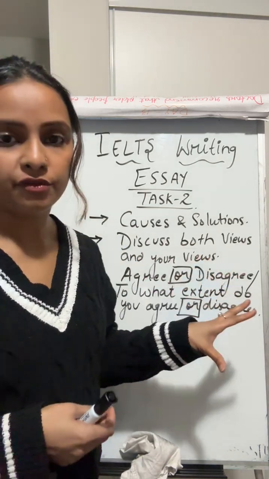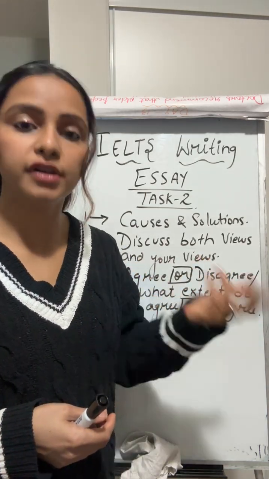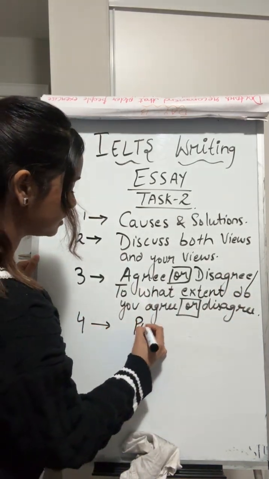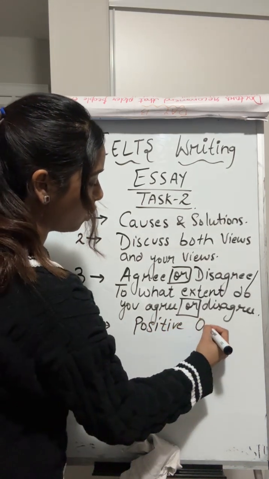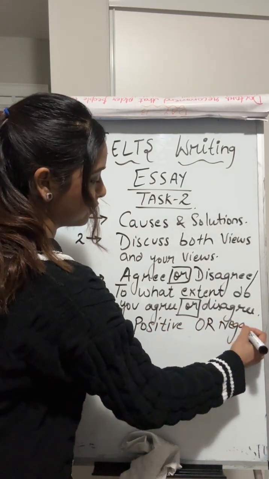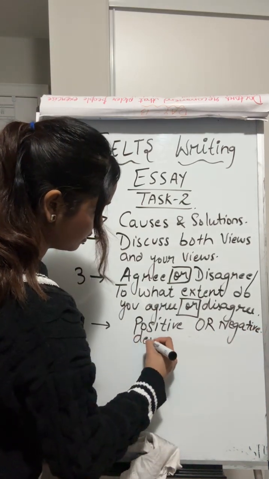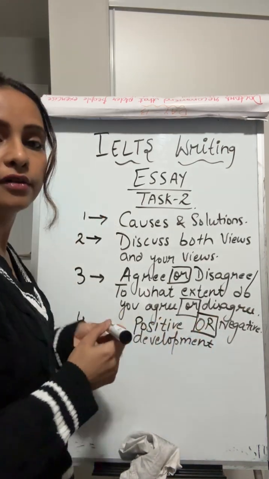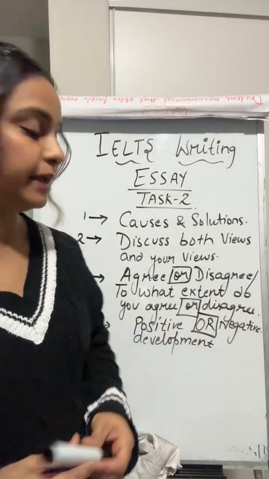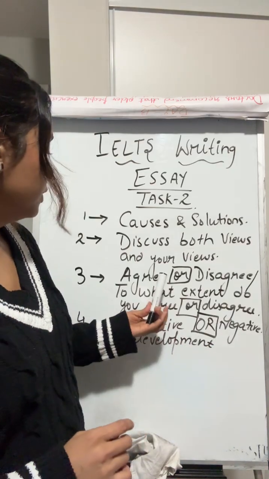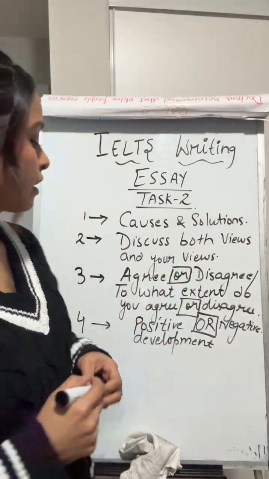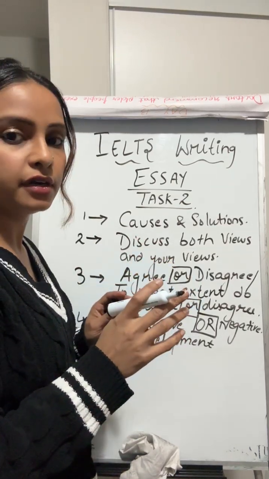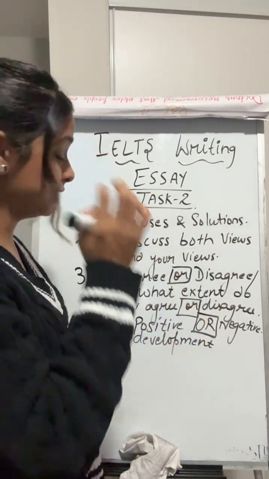Here I'll tell you what you have to do, how much percentage you have to agree or disagree. And then we have the fourth type, that is positive or negative development. Again there is a word 'or'. The positive or negative development type is totally similar to the agree or disagree type of essay. So these both are similar types. There are some things which are different that I'll tell you in the class when we do it in detail.